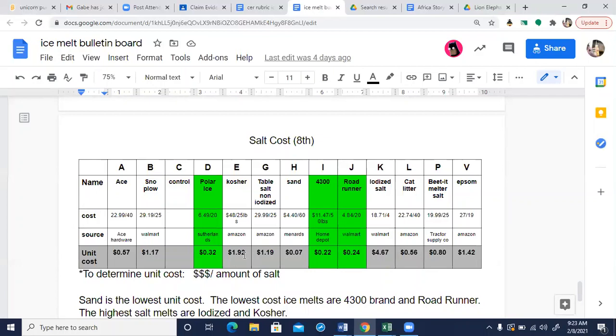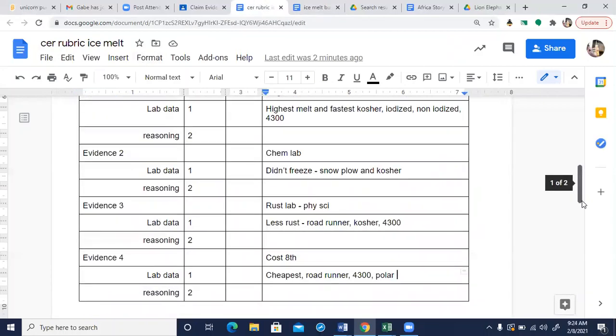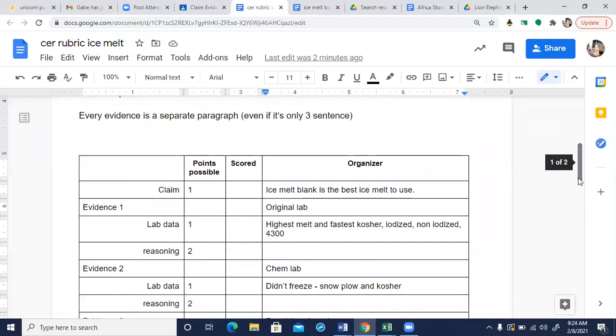Kosher salt is almost 9 times as expensive as 4300. Is that worth it? No. Okay. I don't think so either. Some students said yes, but I didn't think so. Iodized salt is like 20 times more expensive. Is that worth it? No. Okay. So now when we look at the data, we need to decide which one of these is the best one.